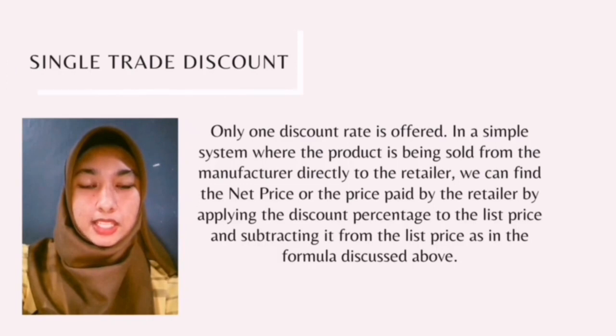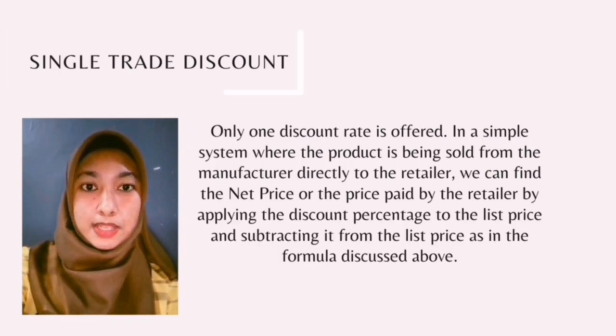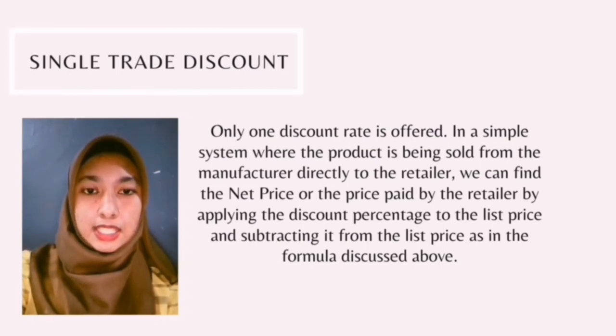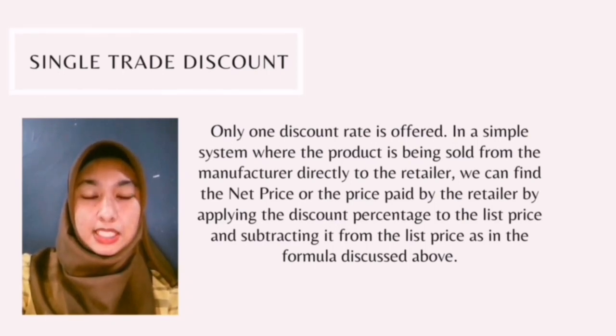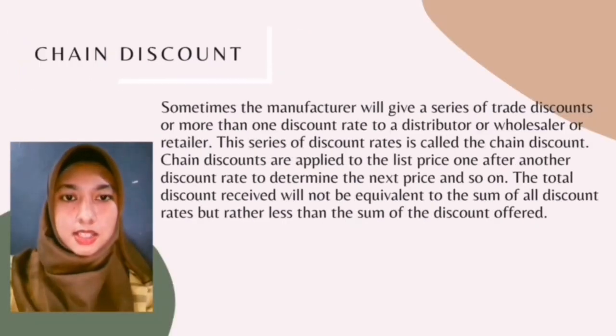One discount rate is offered. In a simple system where the product is being sold from the manufacturer directly to the retailer, we can find the net price, or the price paid by the retailer, by applying the discount percentage to the list price and subtracting it from the list price as in the formula discussed above.